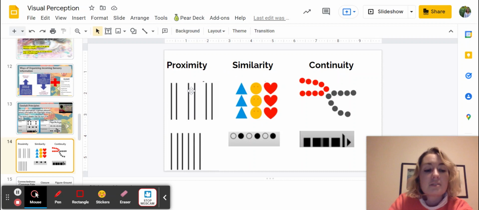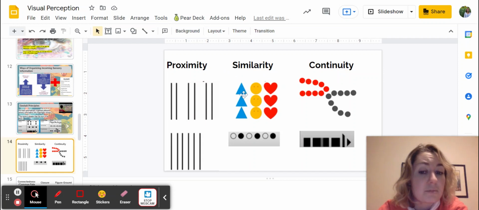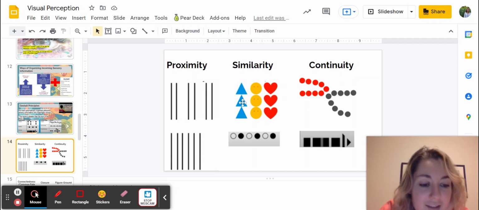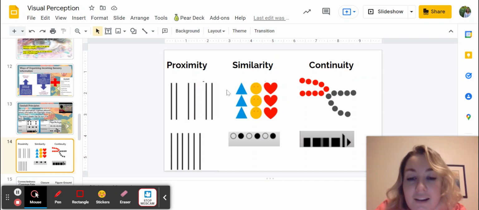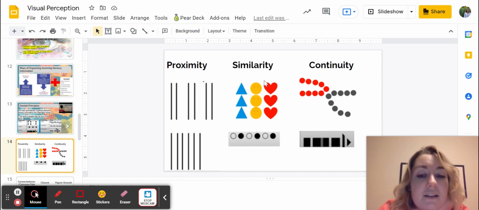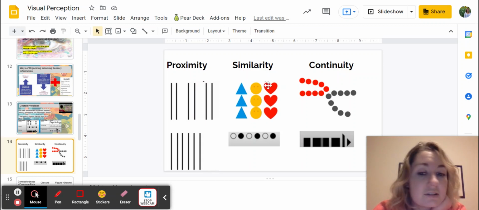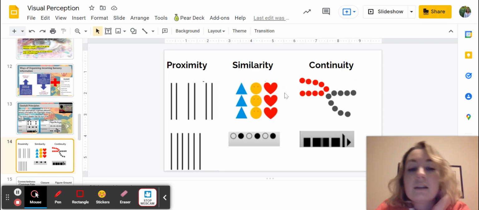Then similarity. So this is the idea that we group things that are alike together, right? So our brain automatically sees it as triangle, smiley, heart. Except it's not a smiley because it has no mouth, but whatever. We don't see it as triangle, face, heart, because those are different. Your brain's drawn to read this as triangle, face, heart, because those are similar. It's grouping it in that way diagonally rather than horizontally.